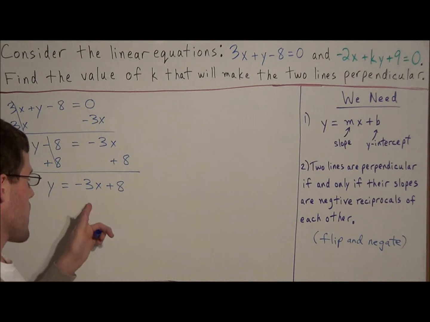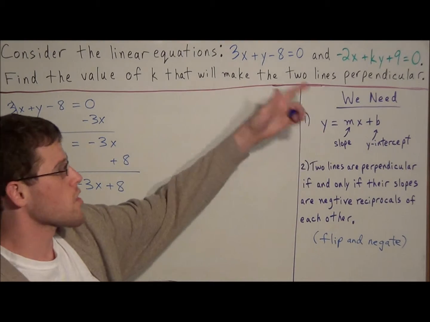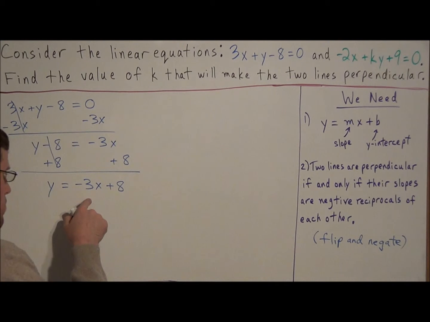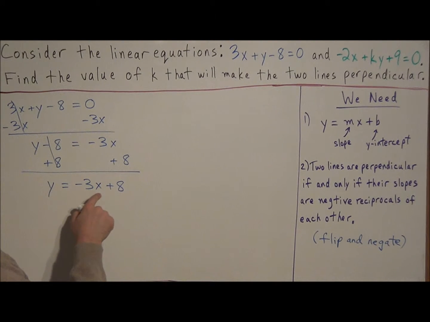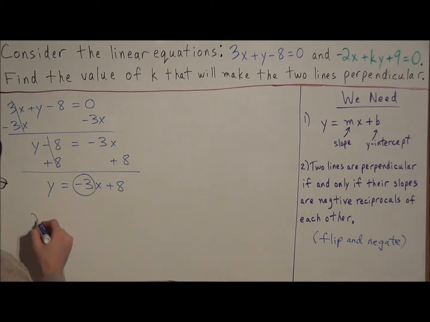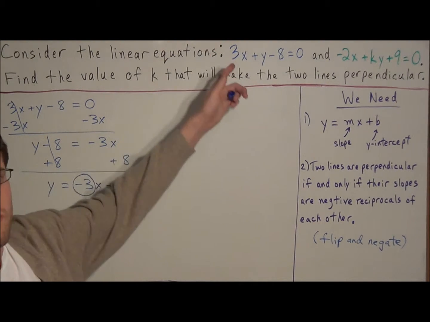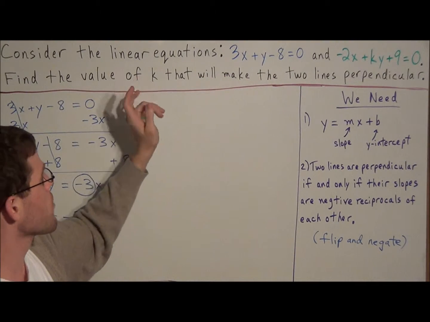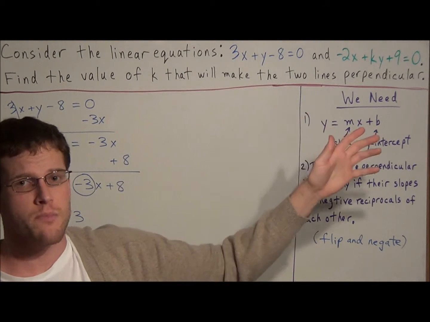And what this just accomplished for us, once again, the goal in this problem is to use this concept of slope. So to find the slope of this line, all we have to do is look at the number in front of x. So the slope of the first line, which we can record with m, is equal to negative 3. Now that we know the slope of the first line, we're finding a value of k that's going to make the lines perpendicular.